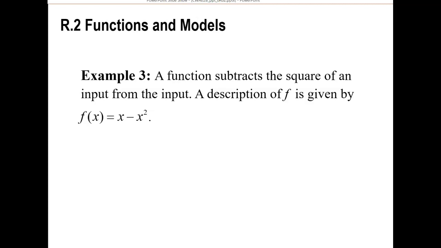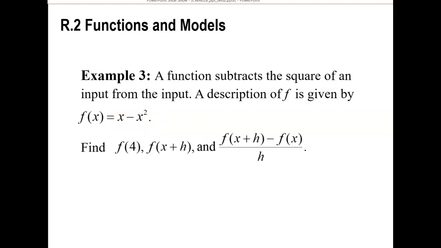All right, this time our function is given as f of x equals x minus x squared. A function subtracts the square of an input from the input. They're just describing in words what this says. All right, this time we're going to find f of 4, f of x plus h, and then this expression is f of x plus h, which you'll already have from doing this. From that, subtract f of x, which is given, and then divide everything by h. This formula is known as what we call the difference quotient, and it has very important applications in calculus, that we will get to very soon. But it's just here as practice on evaluating it.